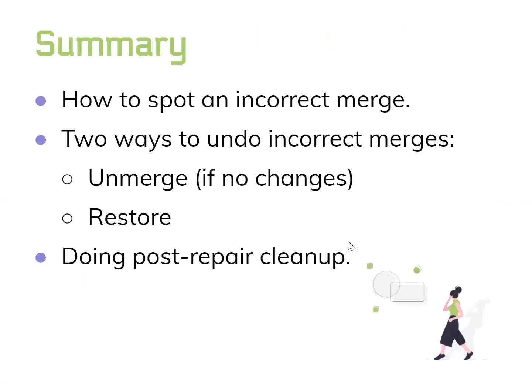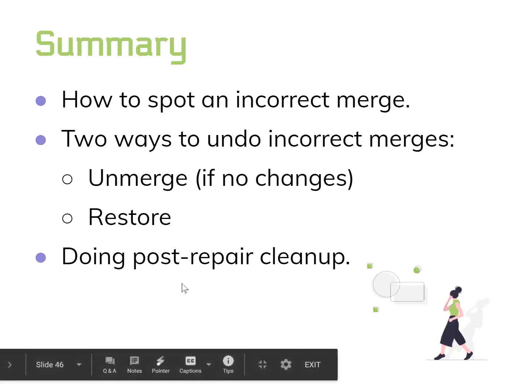Okay, so that brings us to the end of our webinar today. Just by way of summary, we talked about red flags for spotting an incorrect merge. Then we walked through the 2 ways that you can undo an incorrect merge. You can either use the unmerge button if no changes have been made, or if the unmerge button isn't available, then you can restore it using the process that we walked through. And then finally, we gave an illustration of post-repair cleanup.